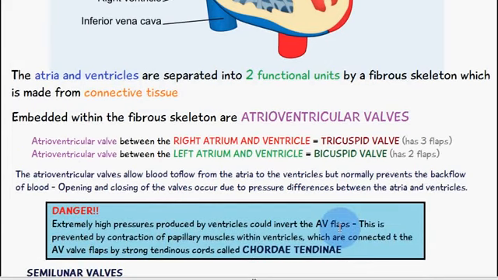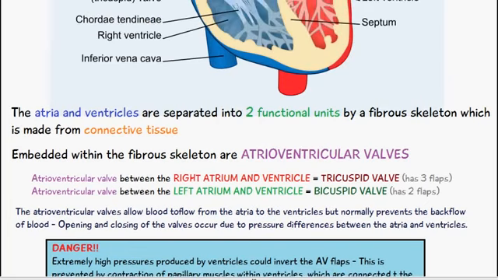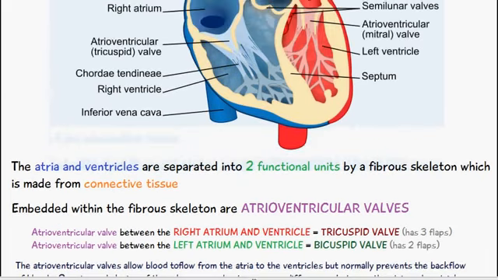So extremely high pressures produced by the ventricles could invert the atrioventricular flaps, and this is prevented in some cases by contraction of papillary muscles within the ventricles, which are connected to the atrioventricular flaps by strong tendinous cords called chordae tendineae. Okay, you can see them from this image here. They're connected to the papillary muscles of the heart, and it's a fibrous cord which is attached onto the valves. And let's see it clearly. It's this cord here which is attached onto the valves to prevent them from inverting.